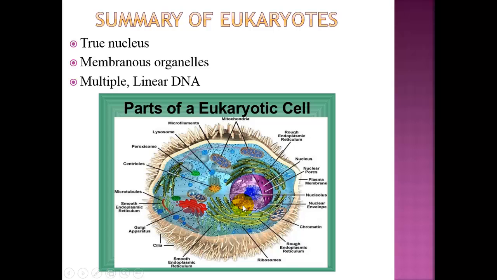Some of the membranous organelles of the eukaryotic cells are the mitochondria, the lysosomes, the peroxisomes, and the endoplasmic reticulum. The non-membranous organelles include the ribosomes, shown here in dots, and the cytoskeleton, including the microtubules and the centrioles. This concludes the study of eukaryotes.